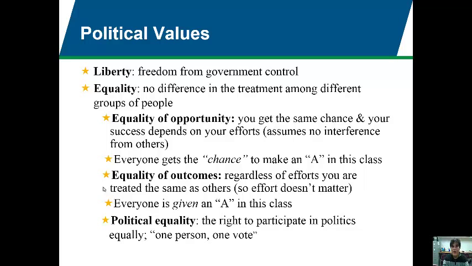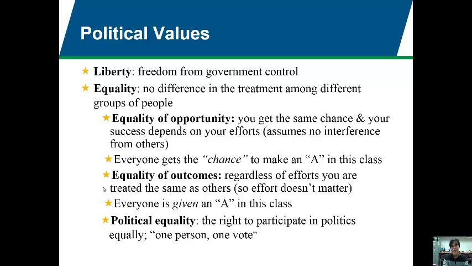The next one, equality of outcomes, says that everyone ends up in the same place. Regardless of the efforts that you put in, you are treated the same as others. So effort doesn't matter. This would be everyone is given an A in this class. So let's say person A did all the work, all the assignments, everything they could do. They get an A. Person B didn't put in any effort, didn't do the discussion boards, didn't even read the syllabus maybe, and still gets an A at the end of this class.